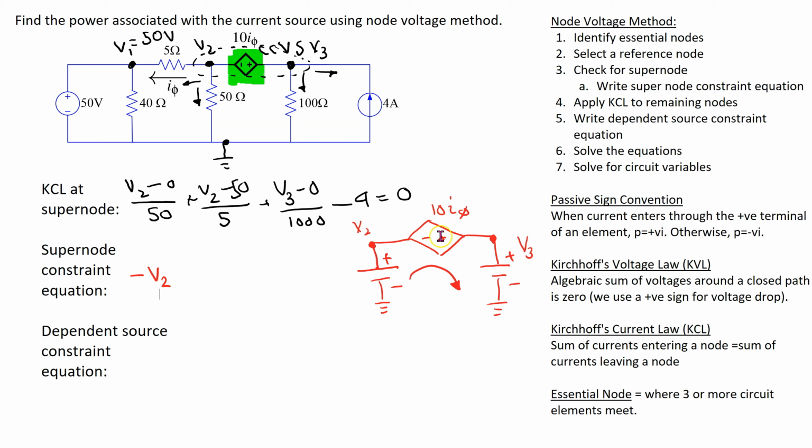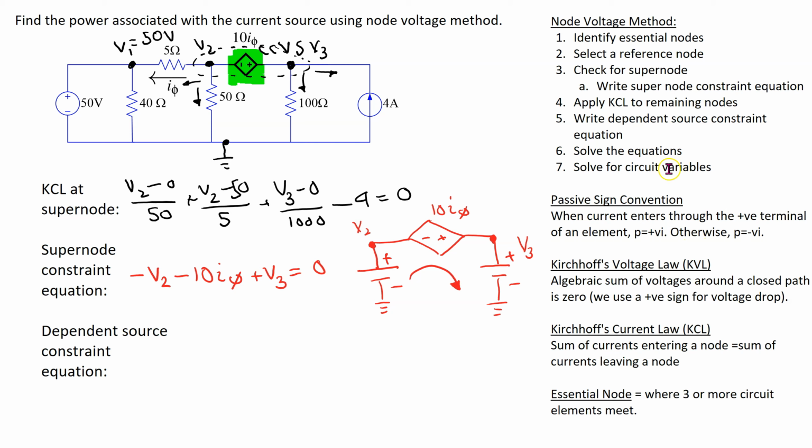Going from minus to plus is another voltage rise, so we get minus 10I phi. And finally, going from plus to minus is a voltage drop, and we use a positive sign for voltage drop. So we get plus V3 is equal to 0. This shows the process of applying Kirchhoff voltage law to the supernode to get the supernode constraint equation.